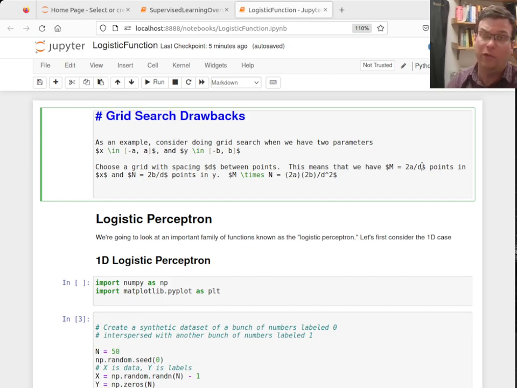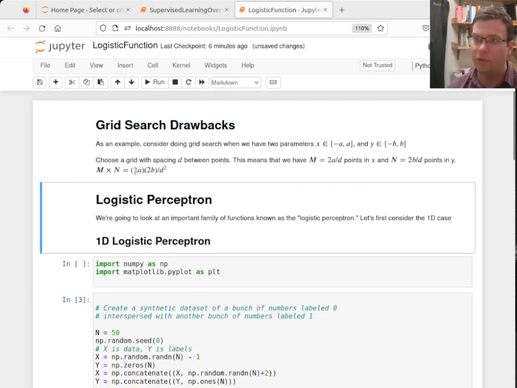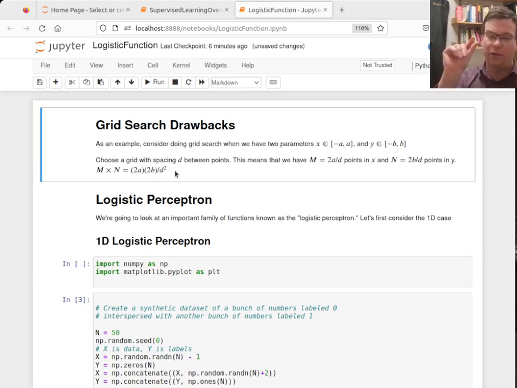But remember, we're actually choosing these on a grid. So this would actually be a two-dimensional grid. So we actually have that number m times that number n. We go up a dimension. You can think of a two-dimensional array with m rows and n columns. And each element in that array is one function from our family of functions. And this actually is a number, so it'd be 2a times 2b over d squared. As I make d smaller, so I increase the resolution, this grows very quickly. So this is actually going to explode already. And it just gets worse as we go up in dimension.